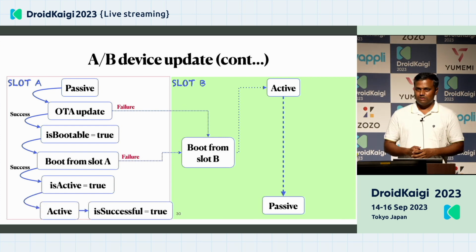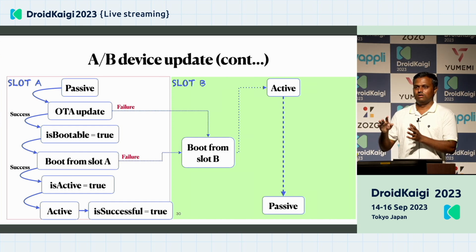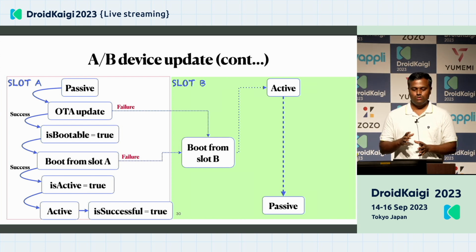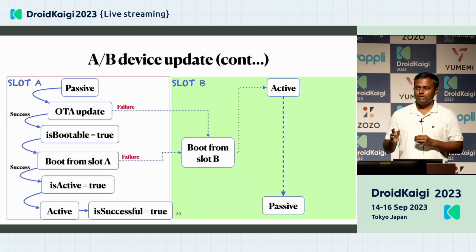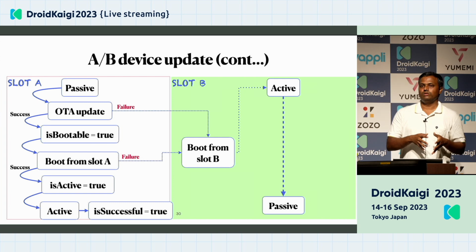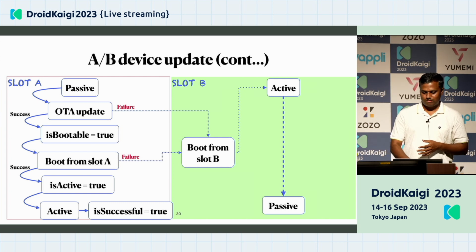So after that, the device state will be active, but it's not yet successful, and later the user data space will update the is successful flag to true. So once the device state is changed to is successful true, then from here onwards, always slot A will be used for the user, and slot B goes into idle state.